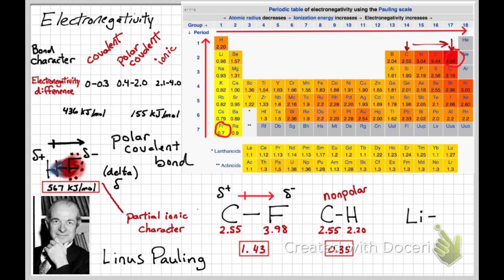And then finally, let's look at the other extreme, lithium to chlorine. Chlorine has an electronegativity of 3.16 and lithium 0.9. This results in a difference of 2.18, and so based on our table, that's above 2, and so this we would predict would be an ionic bond. And in fact, that is the case. We know that lithium chloride fairly readily dissolves in water, which is a pretty good indicator of ionic character.